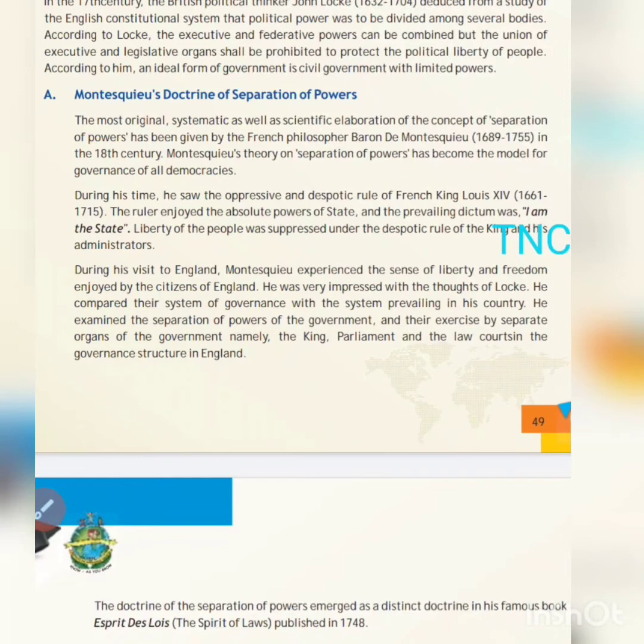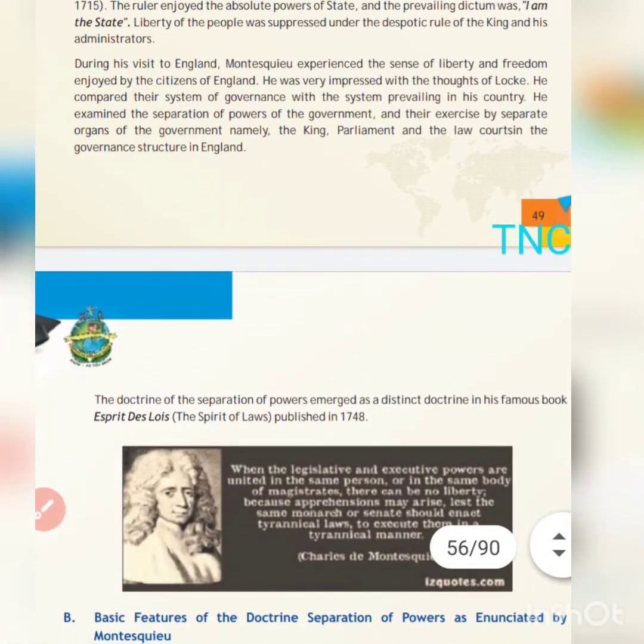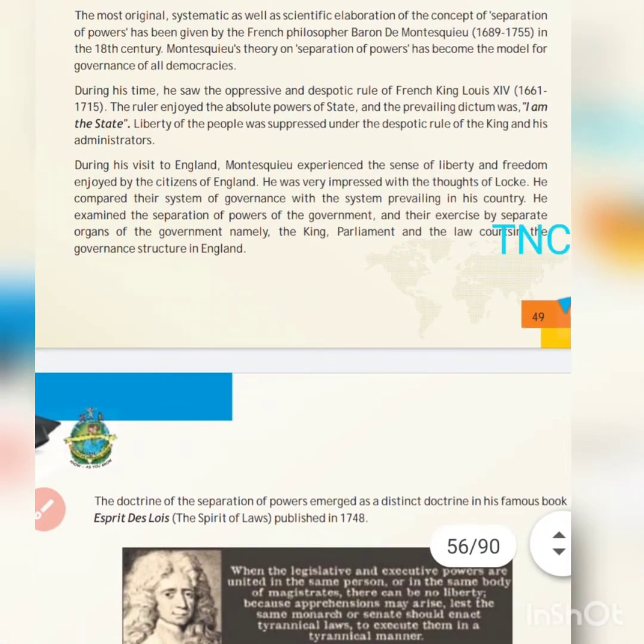Now he saw the condition of France under this King Louis XIV, and then he saw the condition of England, wherein the general public were given so much liberty and so much freedom. So he understood the difference, and he was very impressed with the thoughts of Locke. He compared their system of governance with the system prevailing in his country. Yes, so if you are seeing some difference, he saw a huge difference.